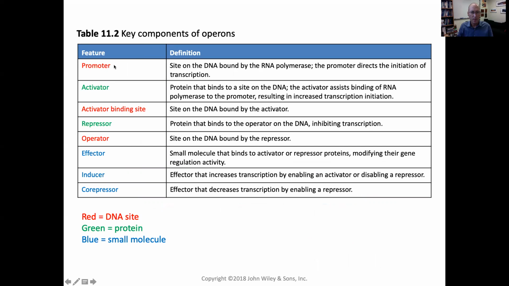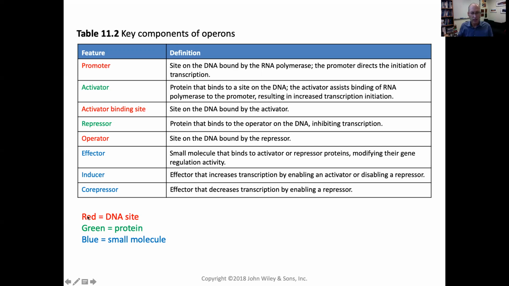All operons have a promoter, which is where RNA polymerase initiates transcription of the operon. They may have an activator, they may have a repressor, they may have neither of these, depending on how they're regulated. An activator is a separate protein that will affect the activity of the promoter. Likewise, the repressor is a separate protein that controls the activity of the promoter.